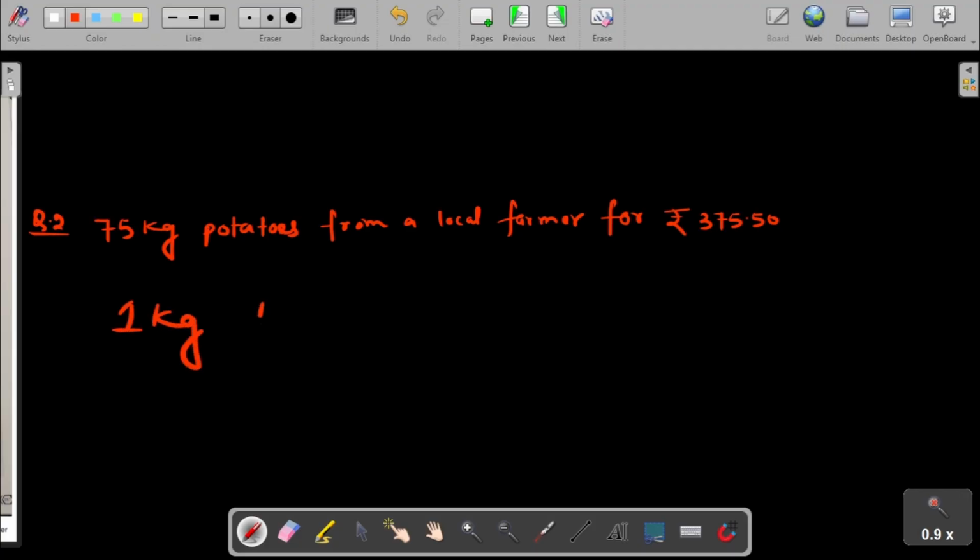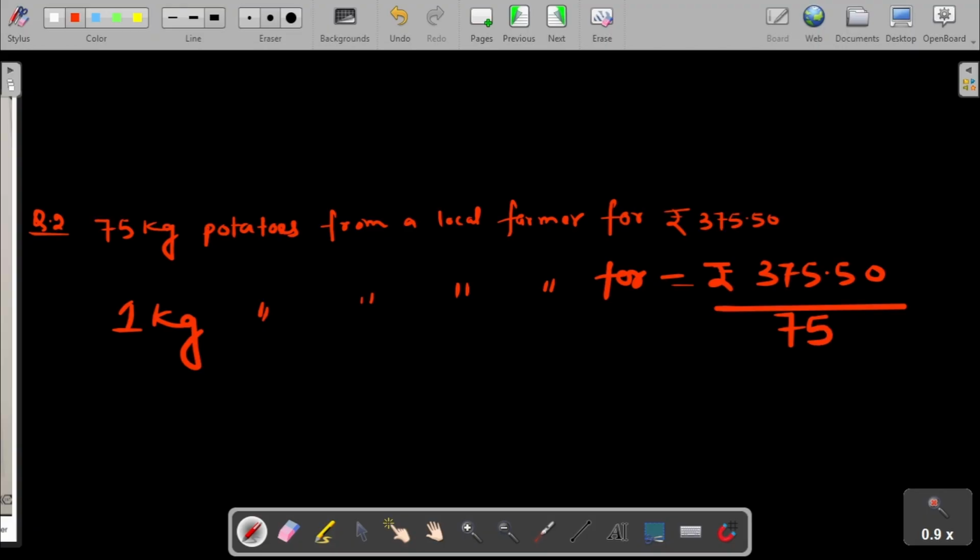So 1 kg potatoes from a local farmer for rupees 375.50 divided what? Divide with 75. তাহলে এখান থেকে যদি 75 কেজি পটেটোর প্রাইস যদি 375.50 হয়ে যায়, তাহলে 1 কেজি পটেটোর প্রাইস কত হবে? আমরা 75 দিয়ে ওটাকে ডিভাইড করে দেবো, তাহলে আমরা পেয়ে যাবো 1 কেজি পটেটো প্রাইস। এবার আমাকে কি বলেছে?